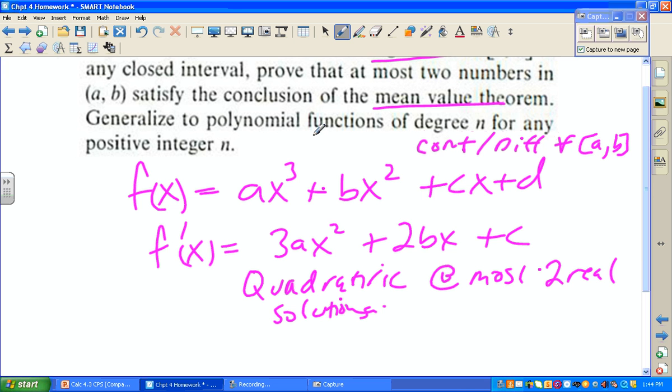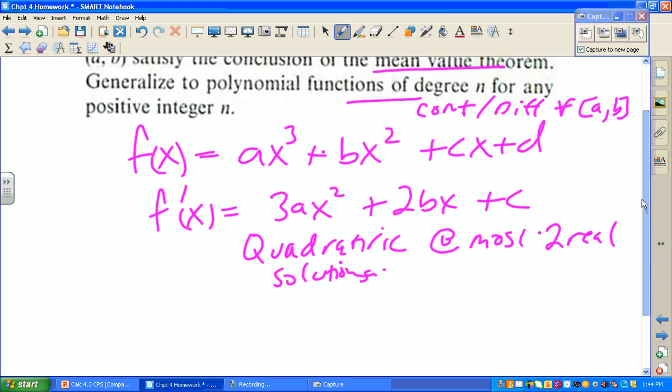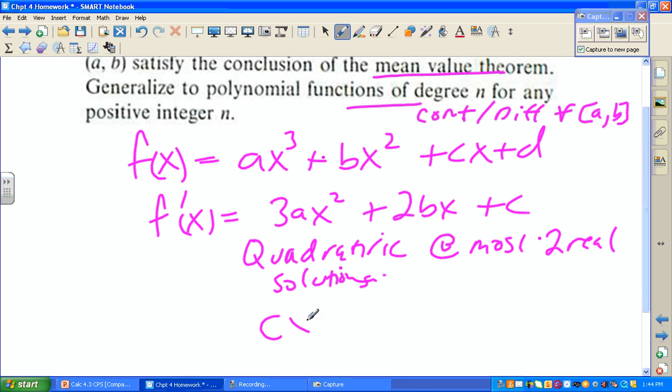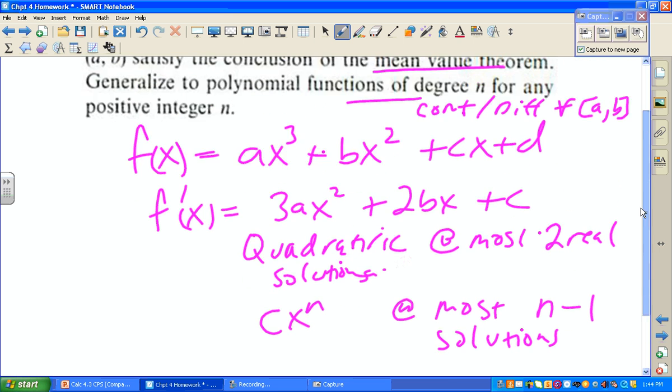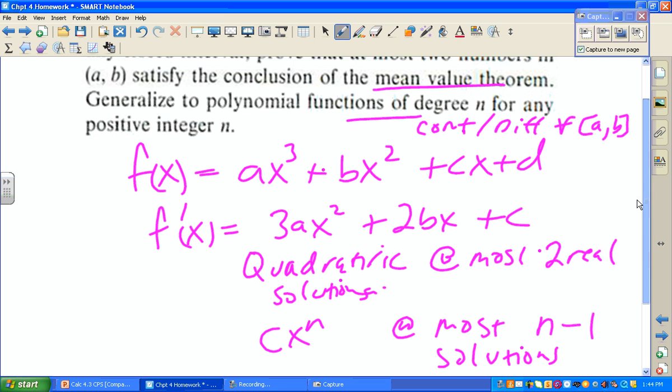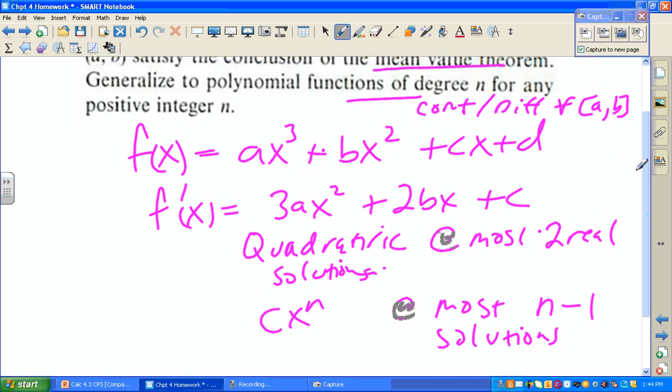Okay? Generalize for degree n for any positive integer n. Well, if you have a polynomial degree n, then you'll have at most n minus 1 solutions. Because when you take the derivative, you subtract 1 from the exponent, correct? So if you have a fifth degree polynomial, you can have at most 4 solutions that make it work. Okay? Anything else?